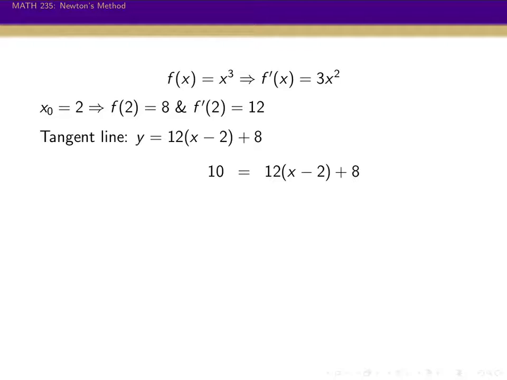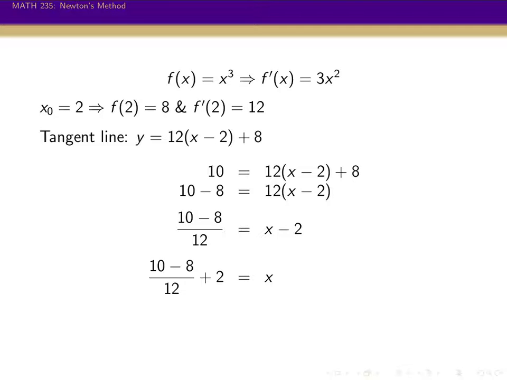Again, we're using the fact that the tangent line is a good approximation of the function there. And so whatever x value gets us to 10 is going to be close to what the x value for the function is. From here, we're just trying to solve for x. So how would we get to x? Well, let's move the 8 over to the other side. Now we're going to divide by 12. And last, to get x by itself, we're going to add 2 to the other side.